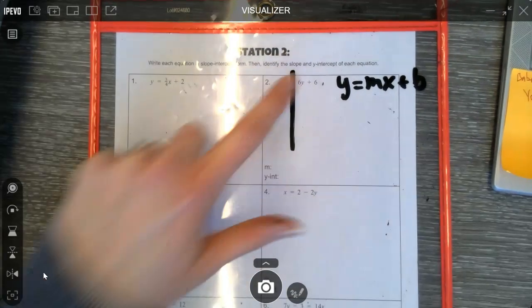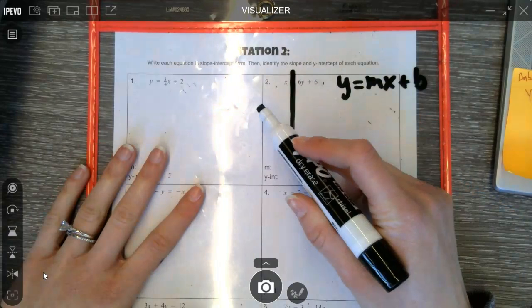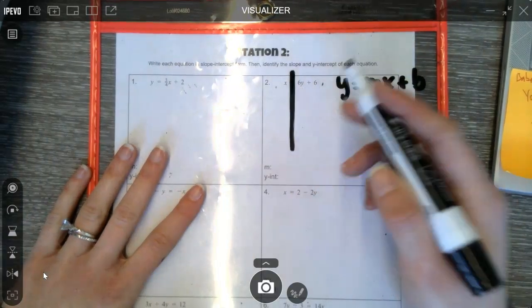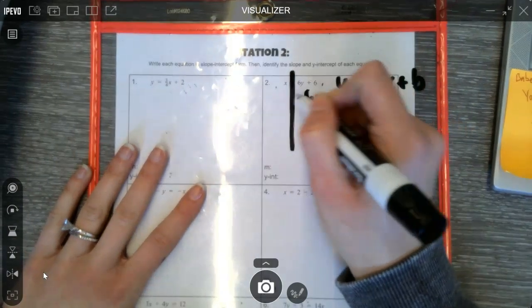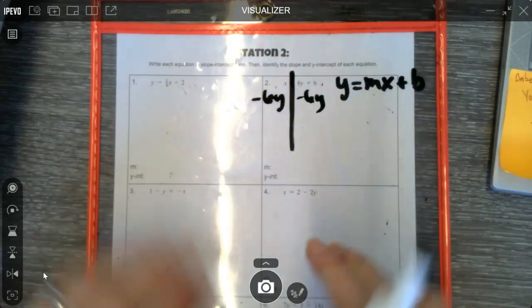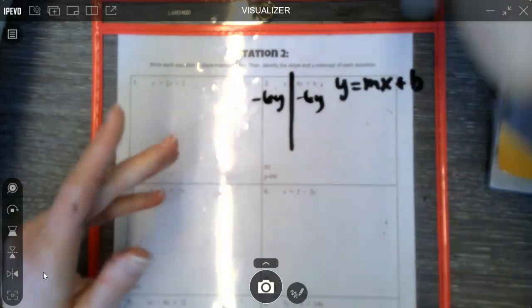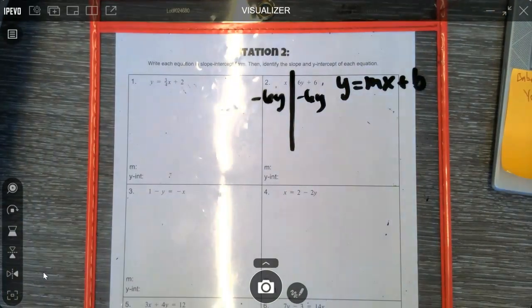So let's move the y. To move the y from this side to this side where it belongs, I'm going to have to subtract it. So minus 6y, minus 6y. I know it's kind of hard to read. Let me see if I have a skinnier marker. There we go. Let's do purple.